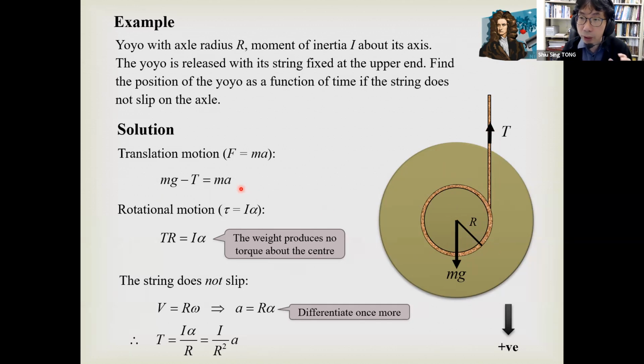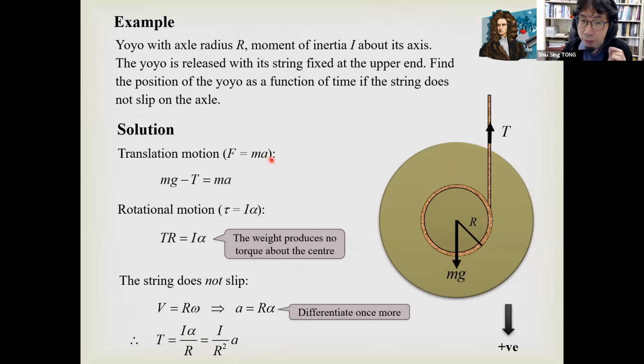Now for this body, we need two equations. Why? Because we have to deal with the translational motion and the rotational motion. The translational motion comes from F equals ma. Now the body as a whole can be considered to obey Newton's second law.